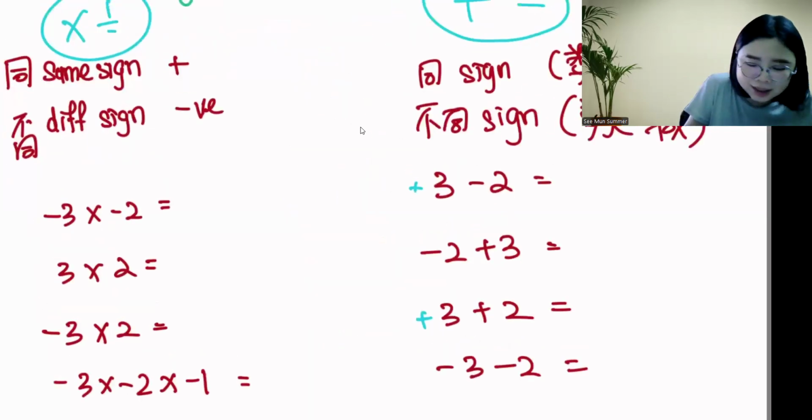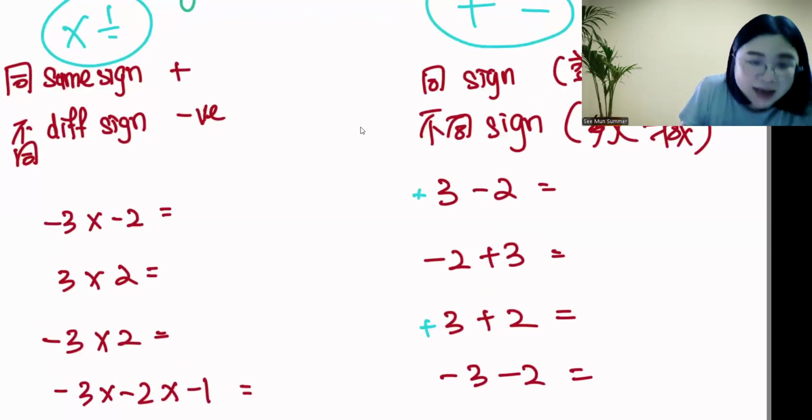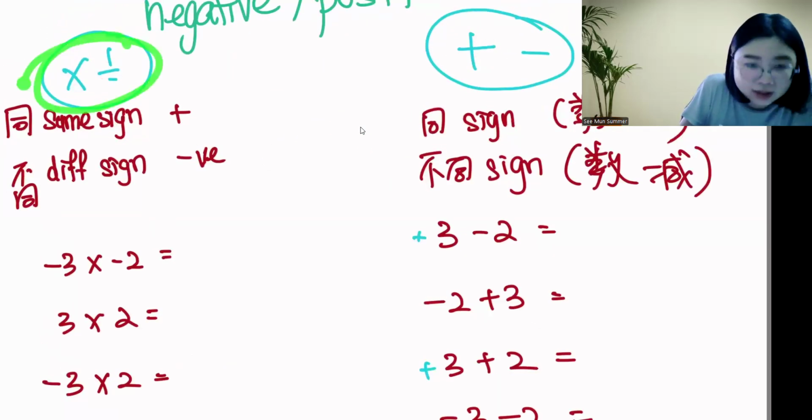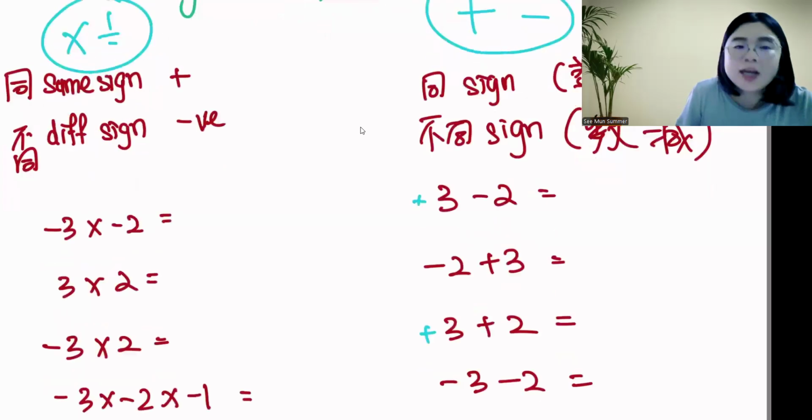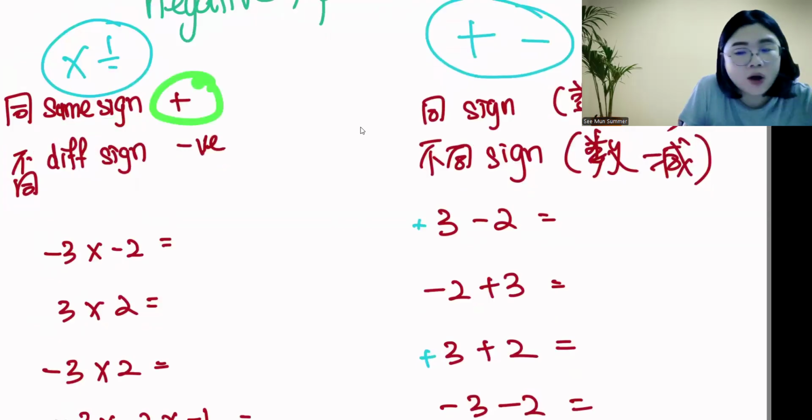For example, let's see the negative and positive sign for times and divide. For times and divides, my dear, there's a very simple rule. If both have the same sign, the answer will be positive.